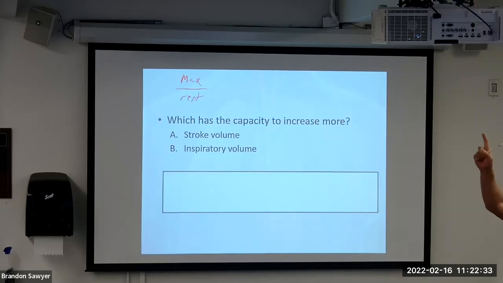Okay, if you guys are just guessing, A or B here, which one do you think has a capacity to increase more? Okay, yeah, we're kind of split. We got about half saying the heart, the other half saying the lungs here.